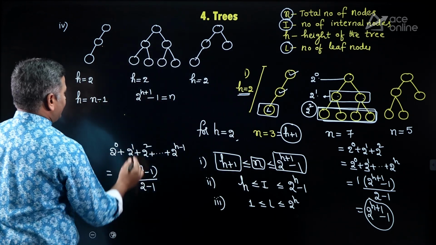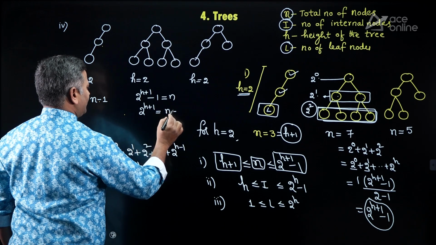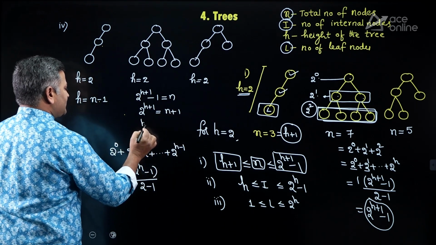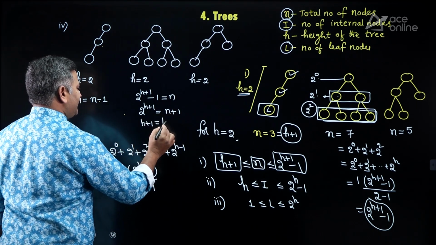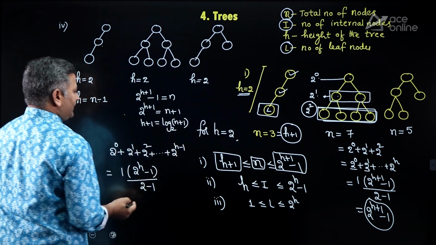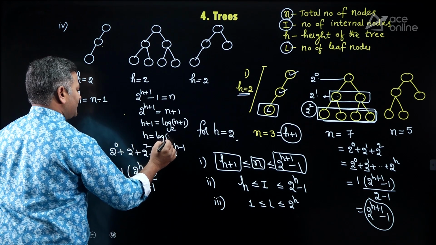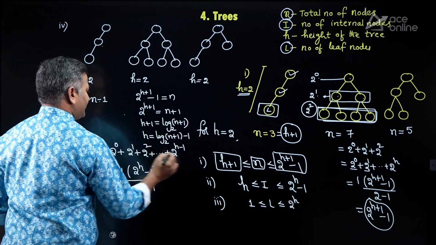Since I want the h value, I can rearrange: 2 power h plus 1 is equal to n plus 1. From this, h plus 1 is equal to log base 2 of n plus 1. Right, friends, from this we can say h is equal to log base 2 of n plus 1, minus 1.